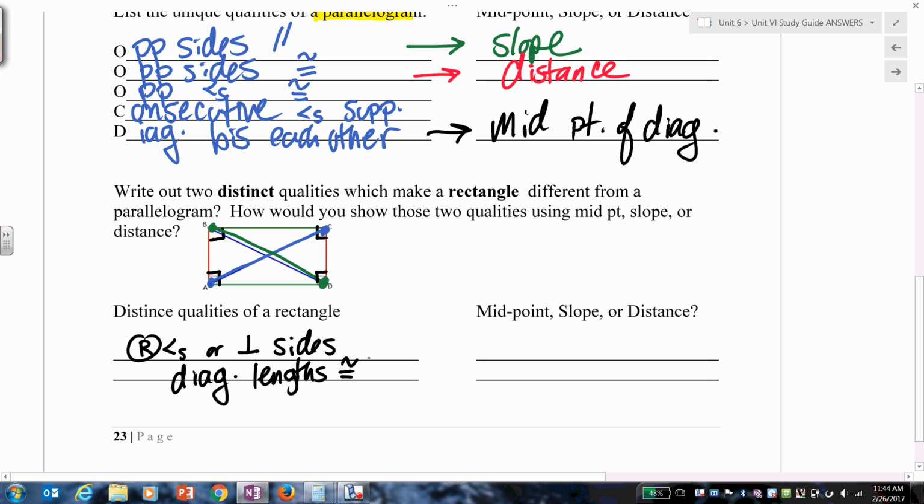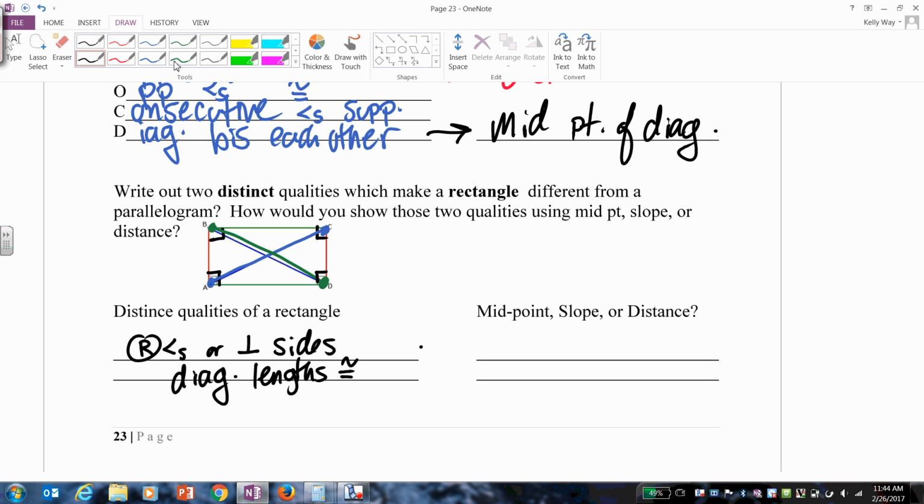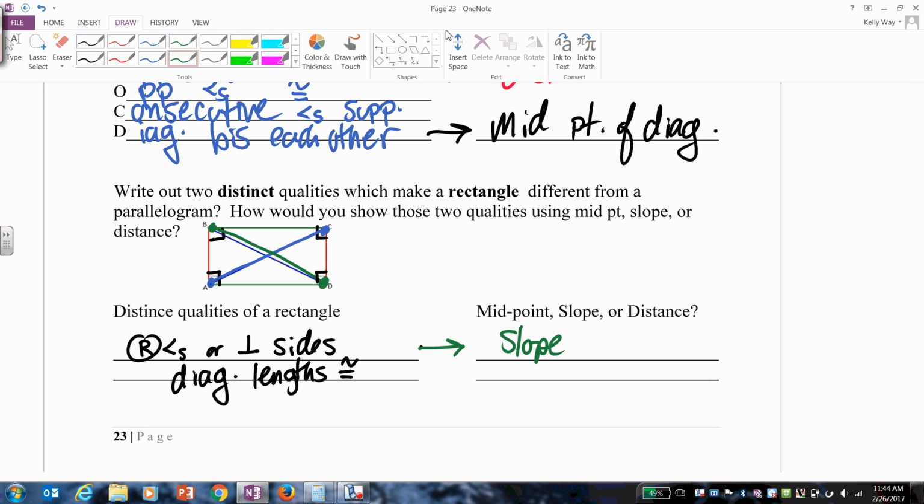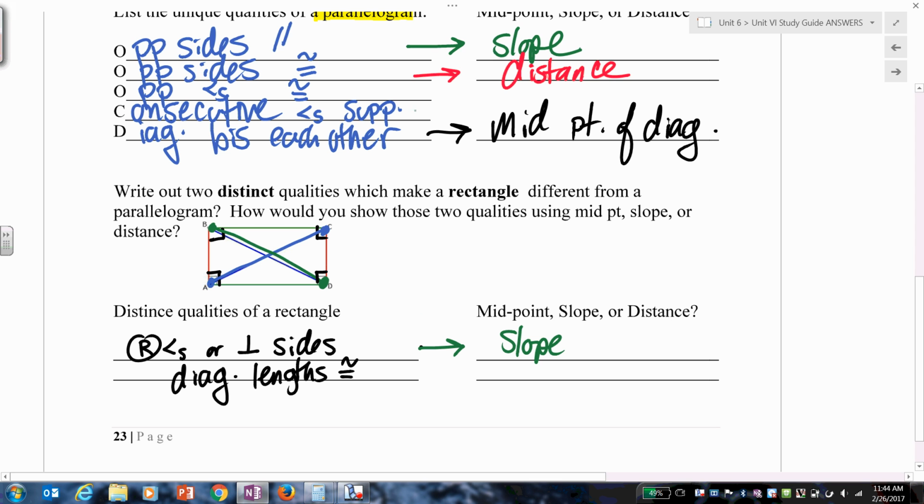Now ask yourself, what would it take to show you got perpendicular sides? That is a slope concept. Slope shows tilt. Diagonal lengths congruent, that of course is a length issue. That is distance. Again, you only need to show one or the other. Show your work on the right-hand side. Check your work in class.